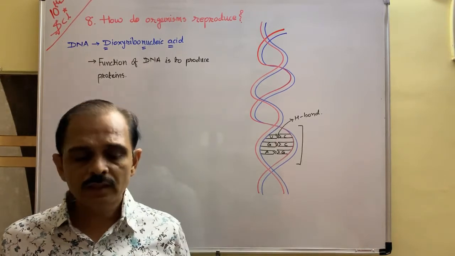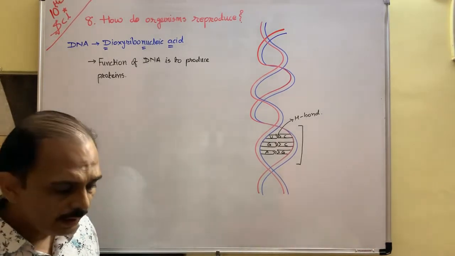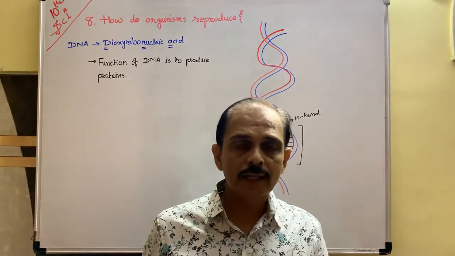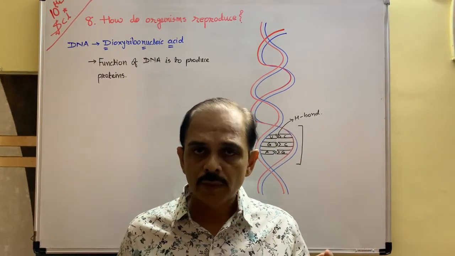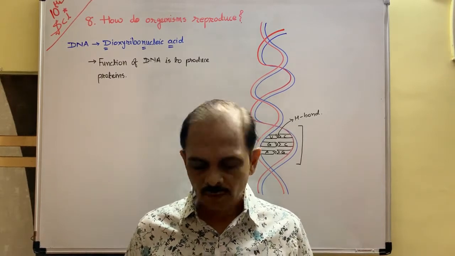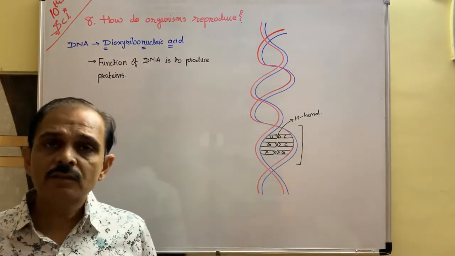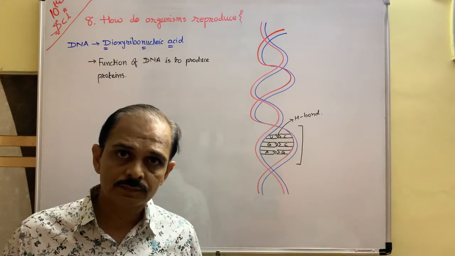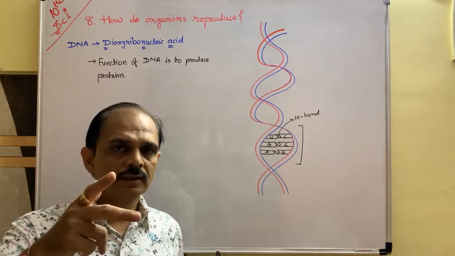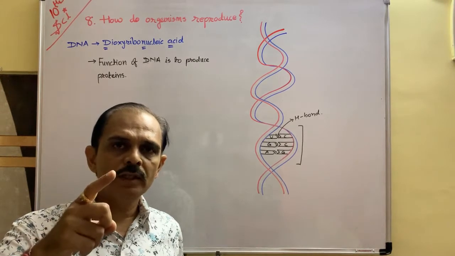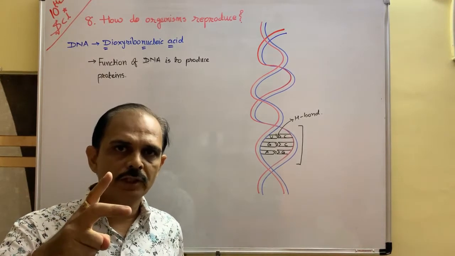So the question here is what? Does the DNA of male and female exactly copy each other? Yes or no? Maybe yes, maybe no. Why? If it is about plants, then in plants 2 types of crossing are there. One is self-pollination and second is cross-pollination.